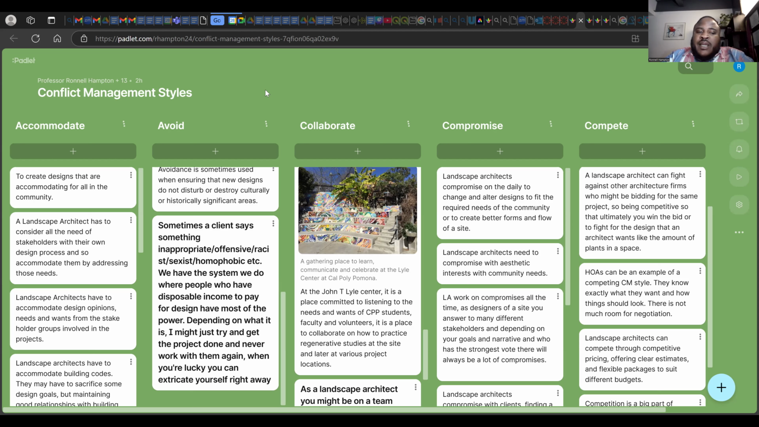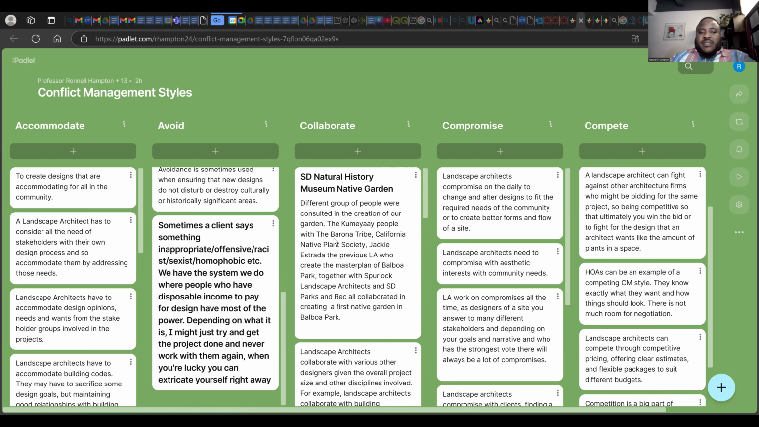Let's move on to collaborate. This is one of my favorite ones and definitely one that's most aligned to what we've been learning this semester around collective impact. So who wants to share out some of these entries for collaboration?